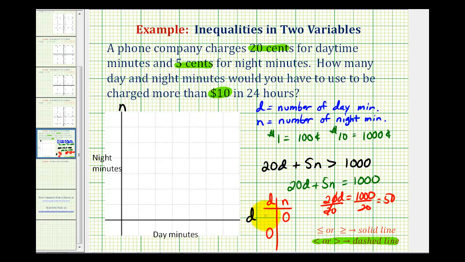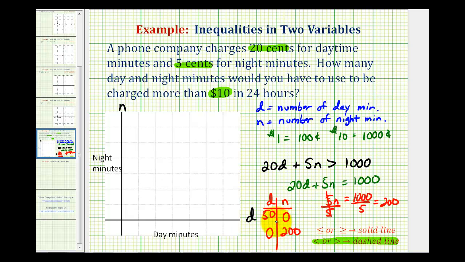So the D intercept is equal to 50, and now we'll set D equal to 0, and if D is equal to 0, 20D would be 0, and we'd have 5N equals 1,000. Divide both sides by 5, and we'd have N equals 200. So now we can plot these 2 points and sketch our line.